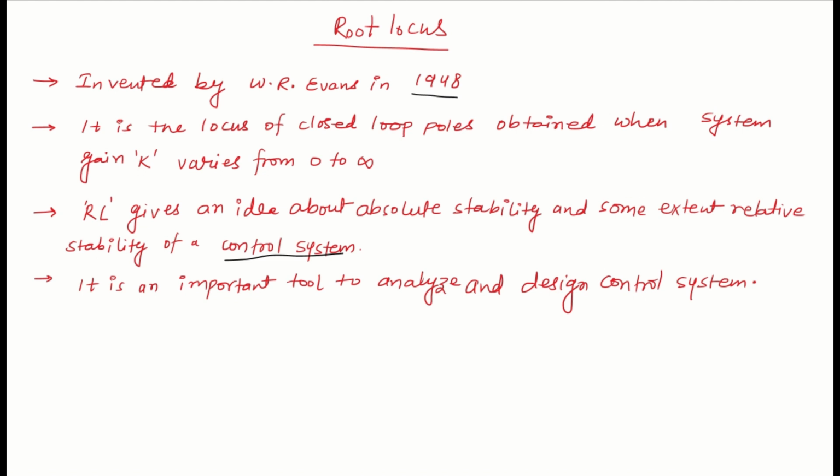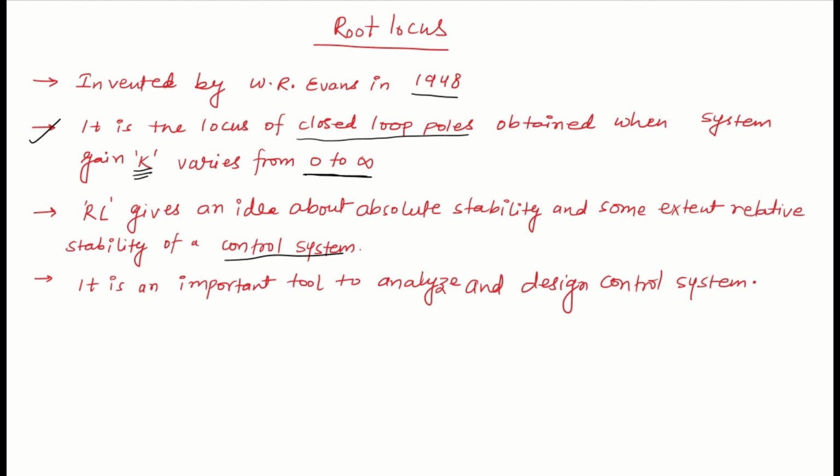Now, the definition of root locus is that it is the locus of closed loop poles obtained when the system gain k varies from 0 to infinity. So, when we vary the value of k from 0 to infinity, the locus of the closed loop poles is the root locus of the control system. Or we can say, in other terms, the plot of the locus of roots of the characteristic equation with respect to gain k is the root locus of the system.